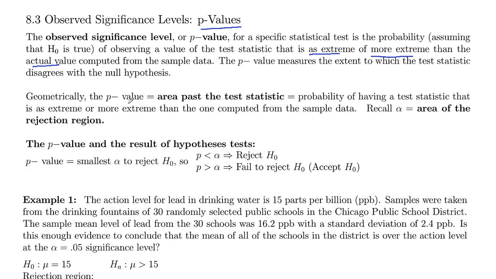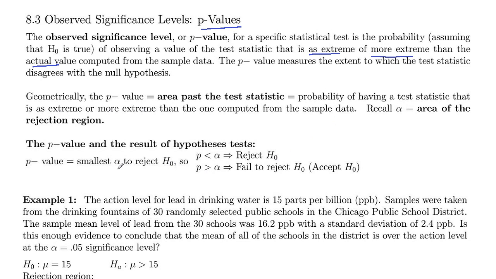Geometrically here, your p-value is the area past the test statistic. So remember that alpha is the area past the critical value. So this is slightly different. Which again is the probability that you would have a test statistic that is as extreme or more extreme than the one computed from the sample.